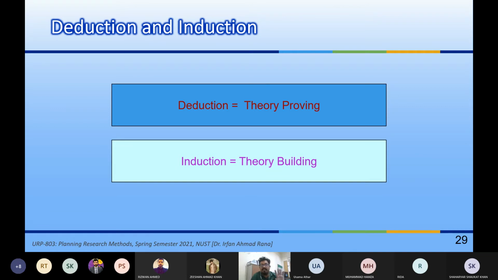Any questions about inductive and deductive theory? We call it reasoning, we call it way of thinking, we call it logic. So this is a scientific inquiry method in which two types of approaches, deductive approach or inductive approach, are used. Everyone clear about inductive and deductive research? Theory building and theory testing. This is, I think, the crux of both approaches.